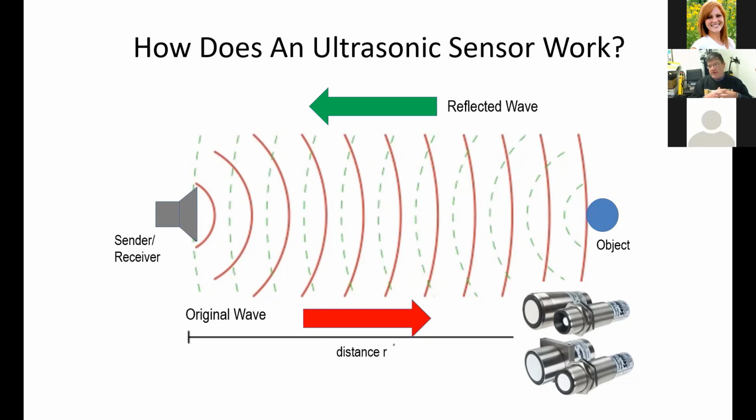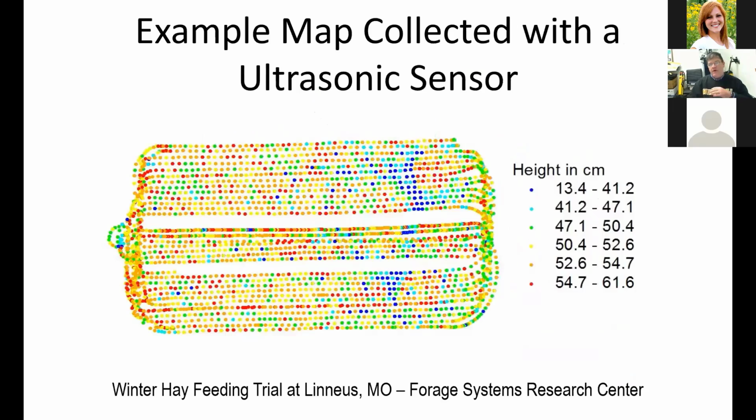One aspect early on that we tried to look at, instead of looking at color or reflectance of wavelengths, we looked at an ultrasonic sensor that actually measures the height of the forage. Can the height of the forage be correlated back to the amount of biomass of forage we have?